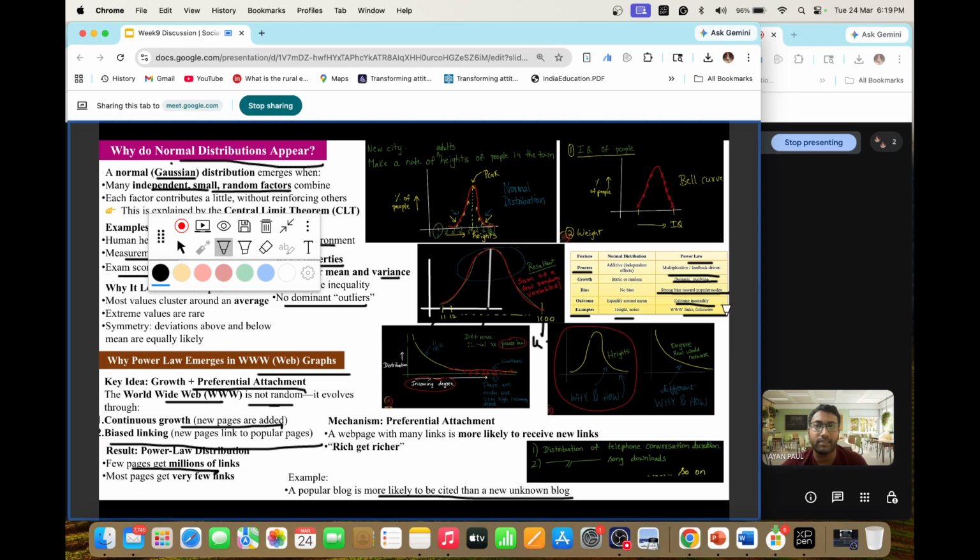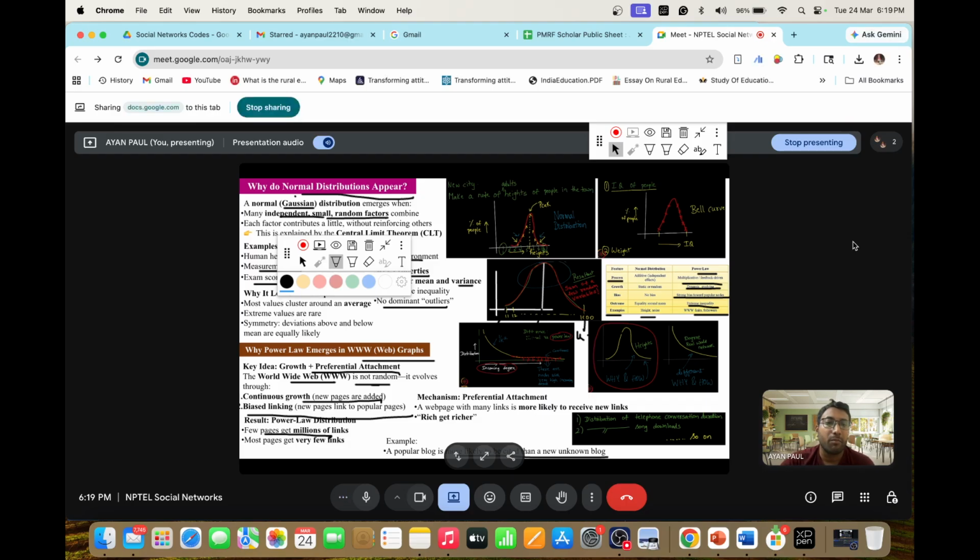So this is the difference why in nature you see more normal distribution curves, but in social networks you see power law curves. This is the only difference. In one line: in nature most cases follow a random distribution. Random means there is no bias and things are randomly added. But here it is not random, it has some bias.